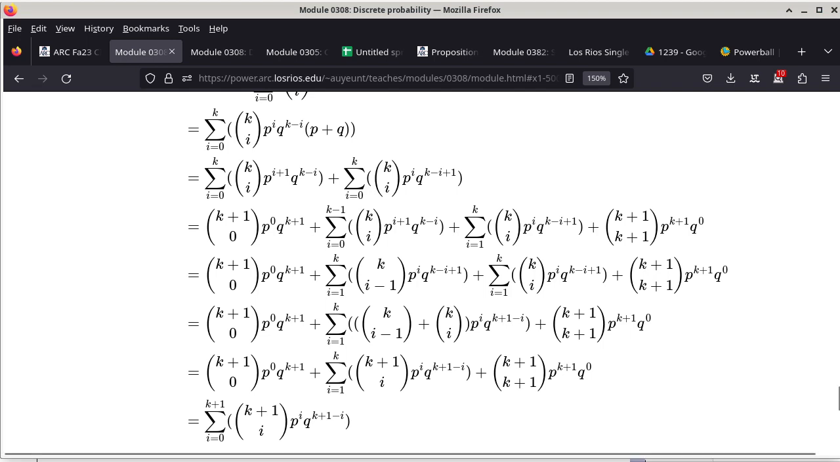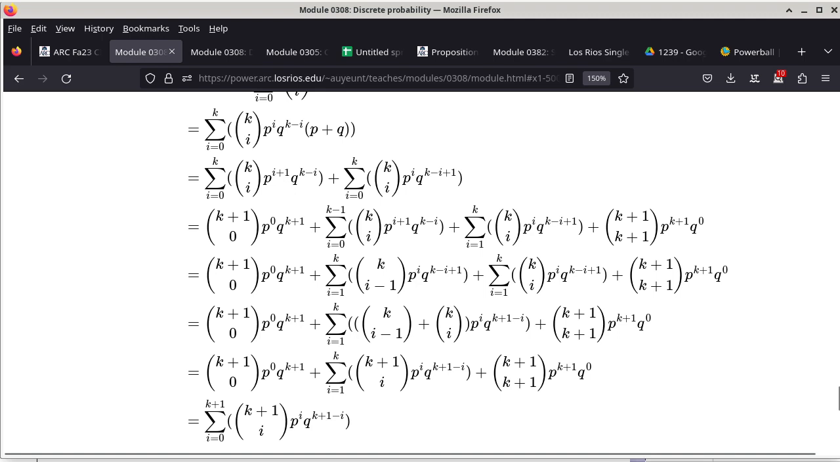Pascal's identity comes in handy, because k choose i minus 1 plus k choose i is really the same thing as k plus 1, the whole thing, choose i. So that's how I can combine these two expressions into one single one. And then once I have this combined, I also notice that this is k plus 1 choose 0. This is k plus 1 choose i, where i goes from 1 to k. This is k plus 1 choose k plus 1. So now I wrote all three terms into one single sigma notation.